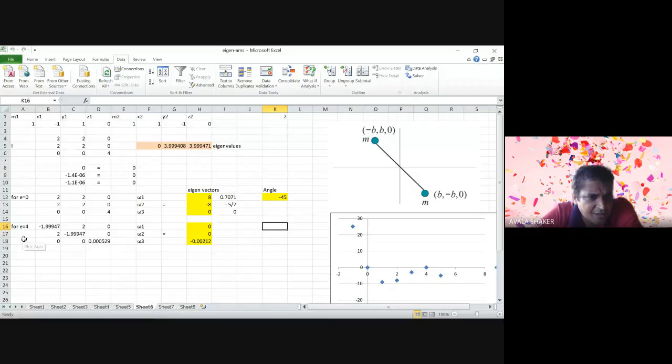Now if I take E equal to 4, then I get omega x, omega y, and omega z also equal to 0. So this doesn't make much sense. So it's trivial.